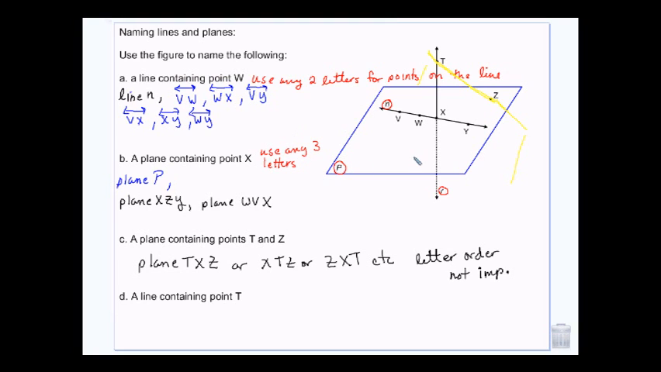Okay, a line containing T. So I've got T and X on this line here. What can I call this line? I can call it TX with the symbol over it. I can call it line R. I could also call it XT if I wanted.